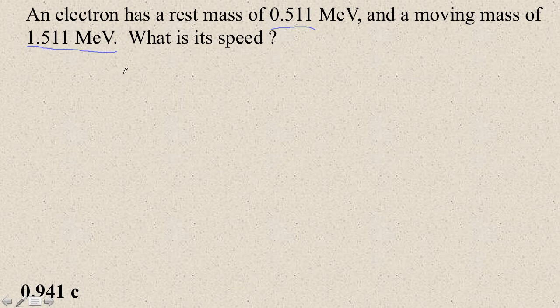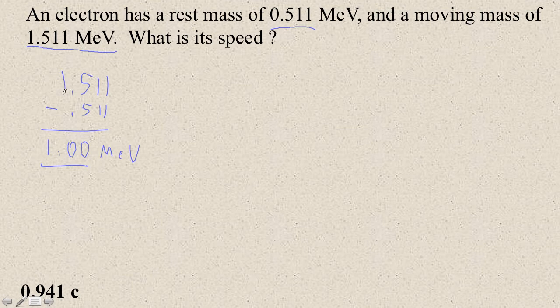This is just the coolest thing about kinetic energy here, right? How much kinetic energy does this have? Well, it's the difference in mass, right? The difference here is 1.511 minus 0.511. The kinetic energy is 1.00 MeV, right? So this electron has a kinetic energy of 1 million electron volts. That's why its mass is 1 million electron volts more than the rest mass, because where did the mass come from? It came from kinetic energy.